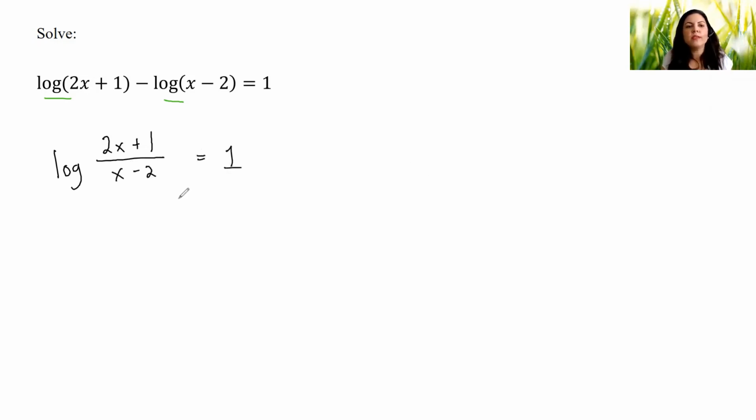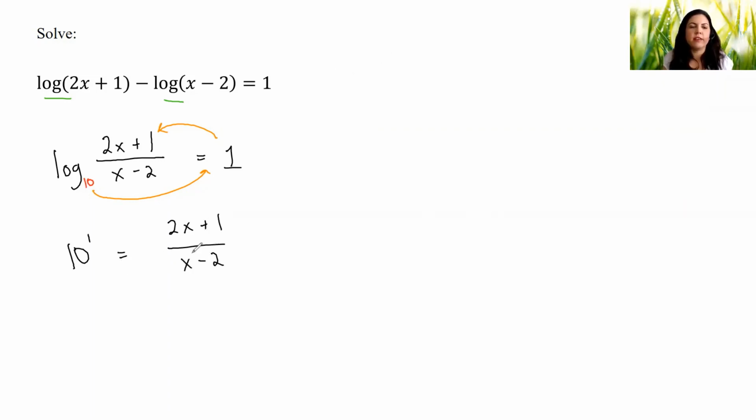And again, once we have it as a single logarithm, now we can solve it by changing it to exponent form. So this is where it's important to remember that if we have a common logarithm, the base is 10. The reason we need to know that is because that base raised to that power equals that expression. So base 10 raised to the first power equals 2x plus 1 over x minus 2. 10 to the first power is just 10.